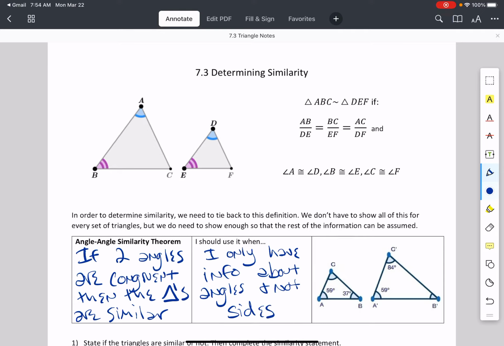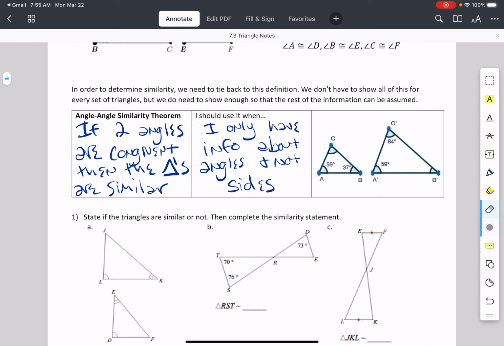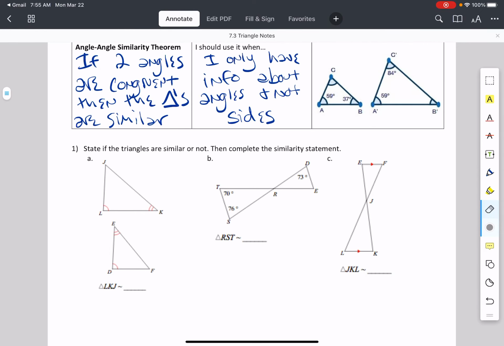Okay, so again, today what we're talking about is the different shortcuts to tell if 2 triangles are similar, okay? Remember, similar means they have to have the same kind of aspect ratio. One is just shrunk down or enlarged, reduced or enlarged, okay? And the angle-angle similarity theorem is our first shortcut, okay? So let's look here. State if the 2 triangles are similar or not, okay?